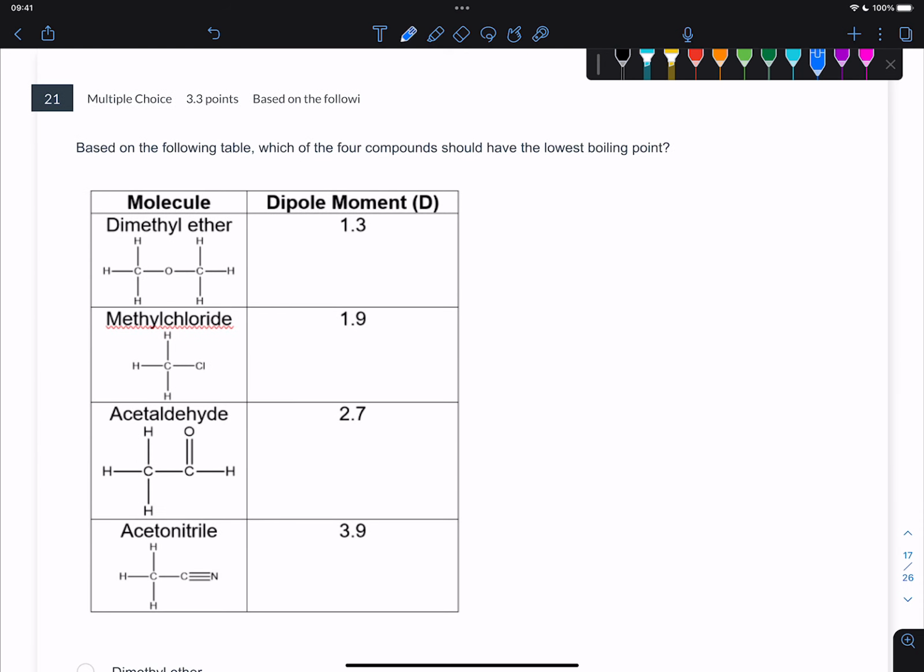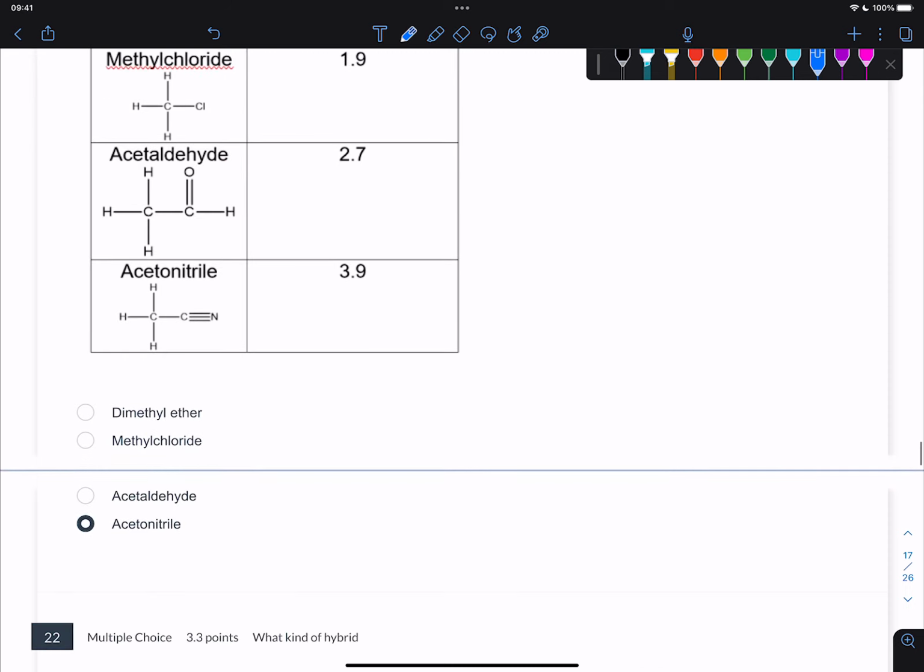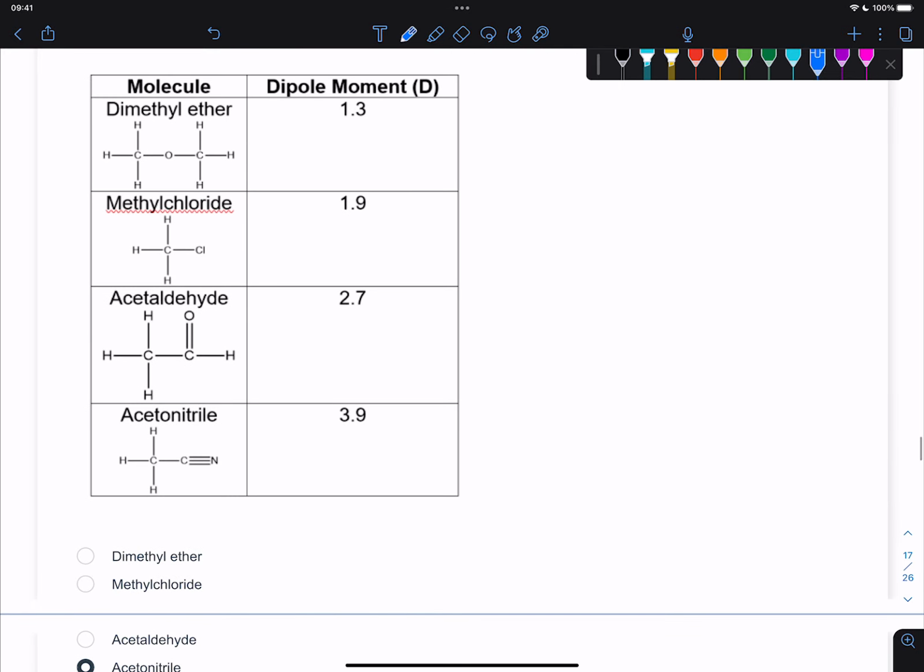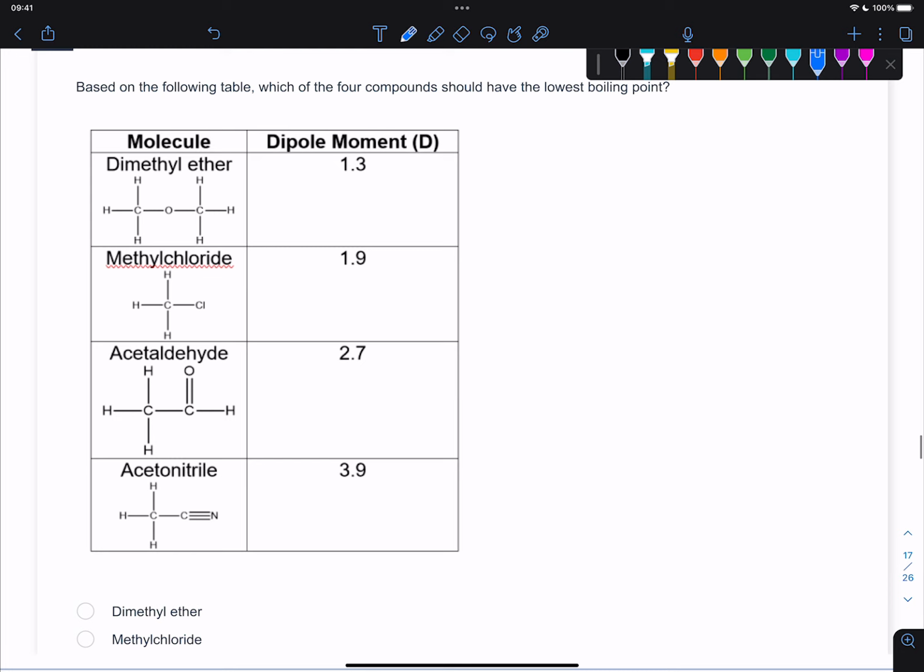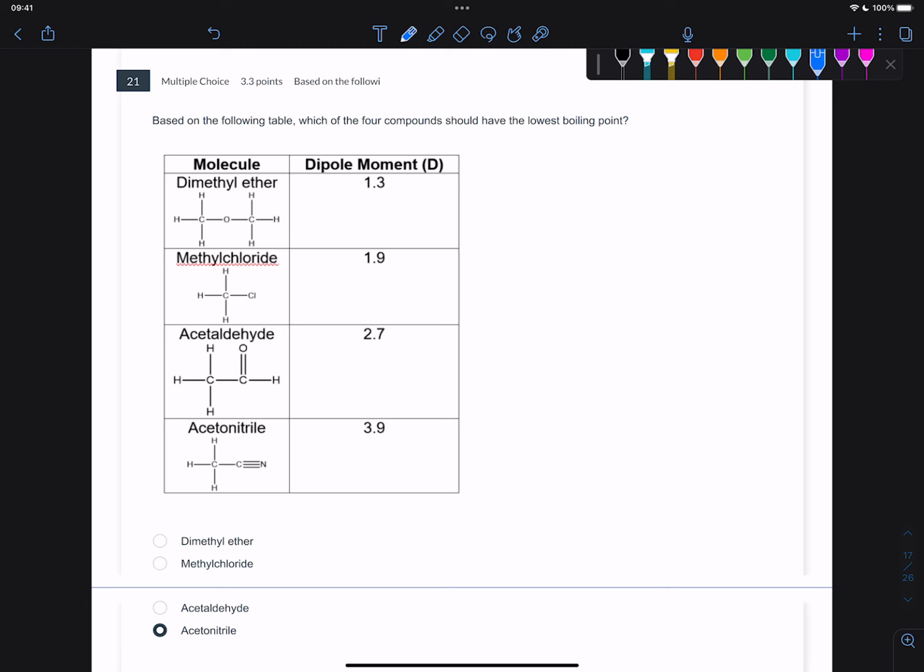Based on this table, which of the following compounds should have the lowest boiling point? Okay, so wait, hold on. This is another one that's a little bit weird because acetonitrile has the greatest dipole moment, which basically means it's the most polar. When something has high polarity, you could think of the molecule as very sticky, so it's going to have a high boiling point. The greater the dipole moment, the greater the boiling point.